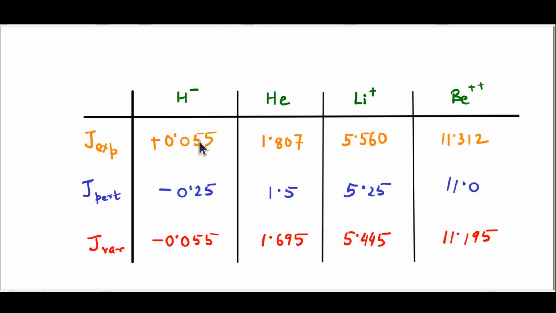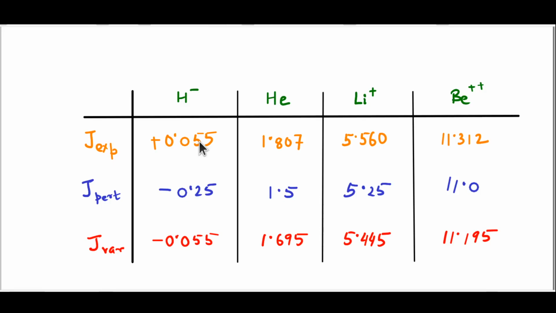Experimentally, it takes some energy to make the H minus ion lose its extra electron. It takes a lot more energy to make helium lose its extra electron, and much more for lithium plus and beryllium double plus. That's easy to understand. Larger central charge means it's more difficult to get an electron away from it. Of course, none of these results are exact or perfect. However, you would agree that the variational method does agree much better than the perturbation method does.